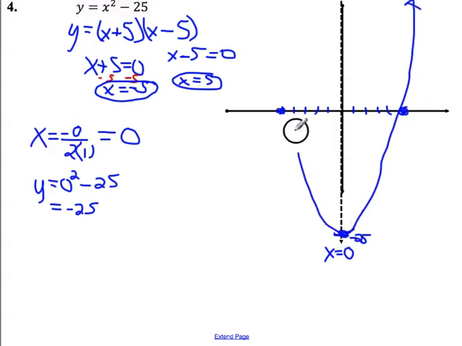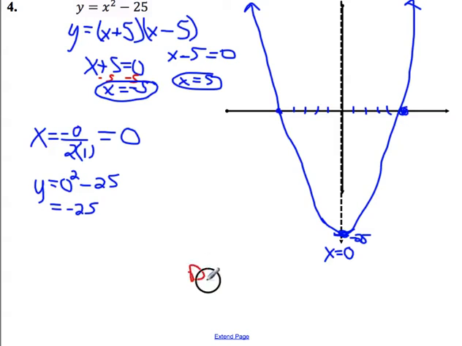Like so. Oh my gosh, that is not the best drawing. Let's try it one more time. There we go. Tried to hit the 0. It's supposed to hit it, right? Okay, there's our parabola.